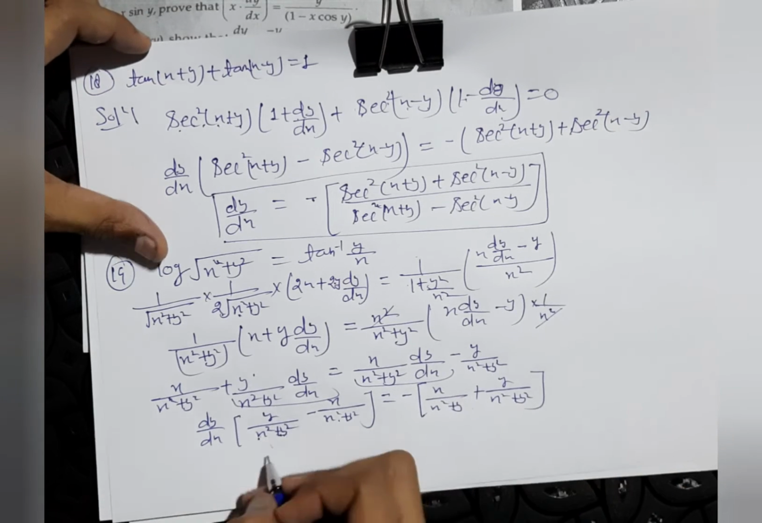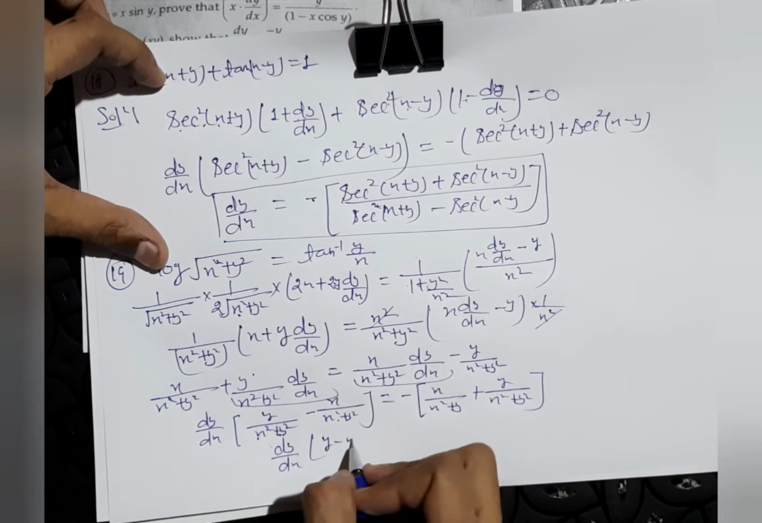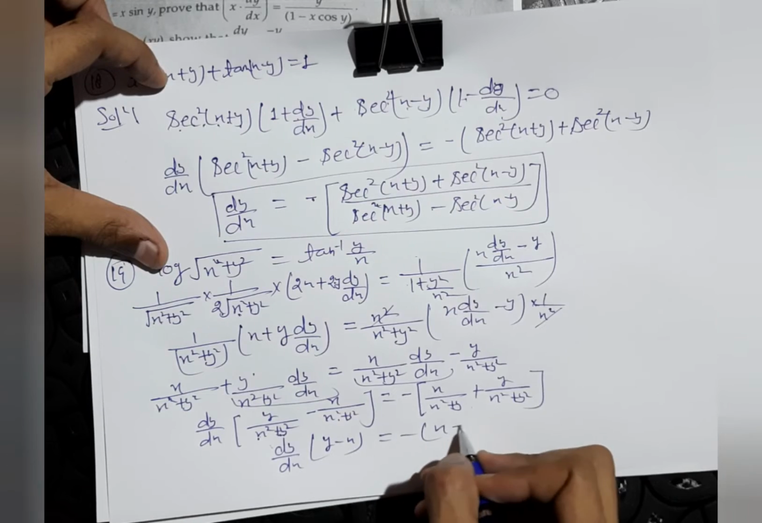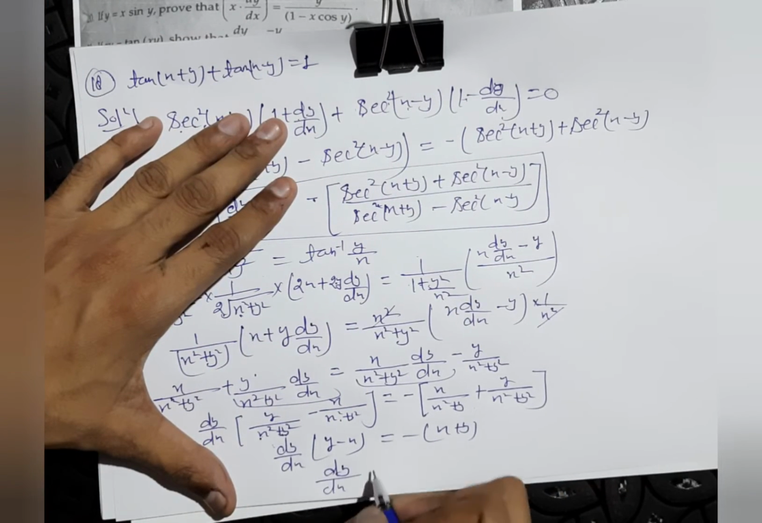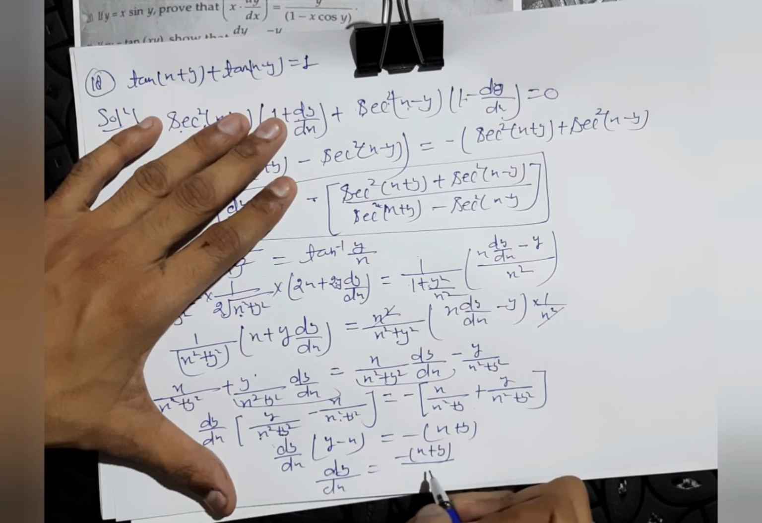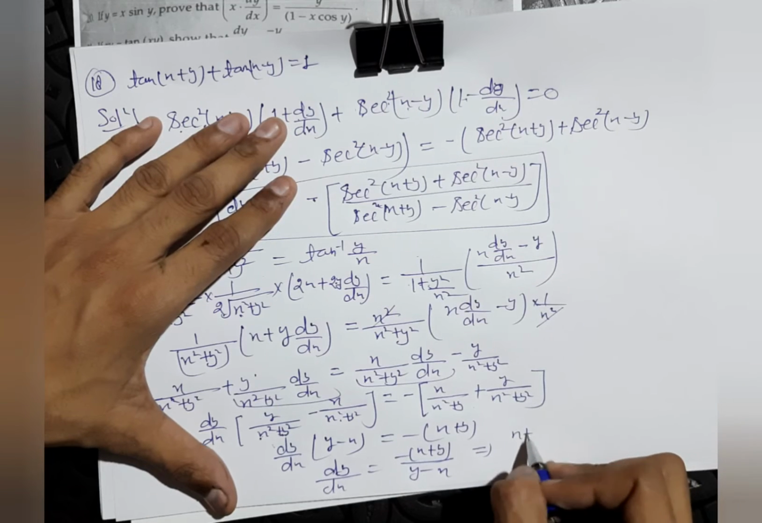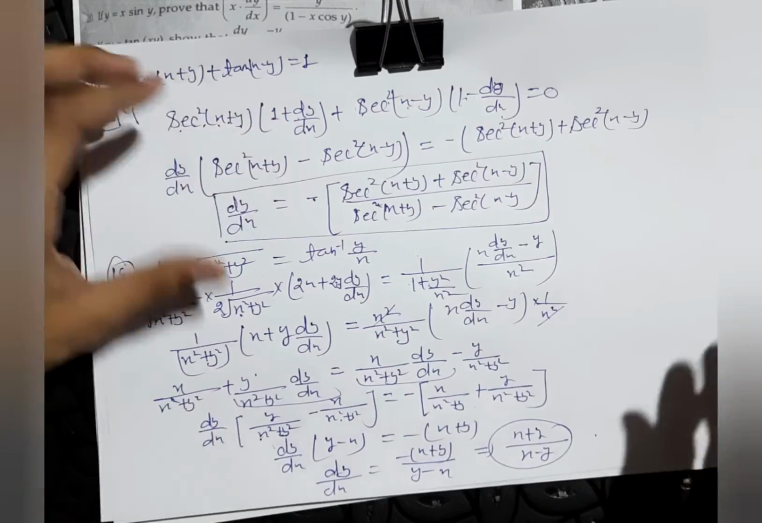So the x square plus y square will be cancelled. The remaining terms are dy over dx times (y minus x) equals x plus y into minus 1. So dy over dx is just minus (x plus y) divided by (y minus x), or (x plus y) divided by (x minus y). So this is the final answer.